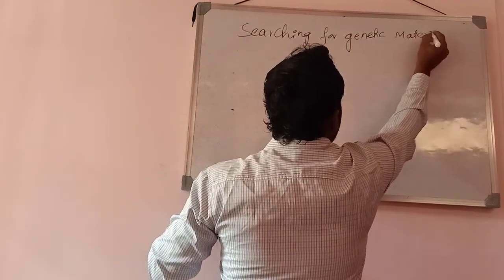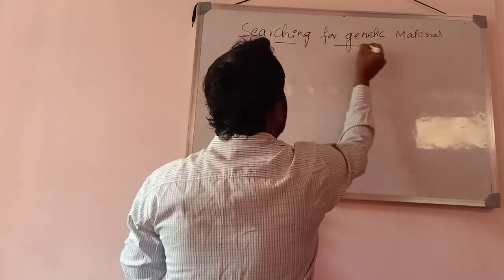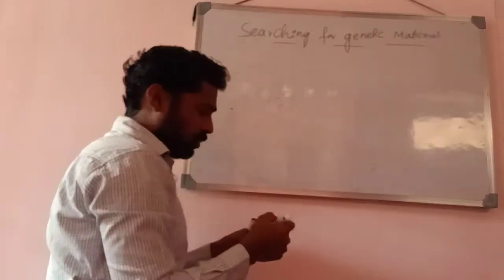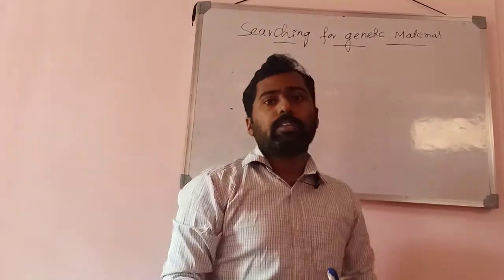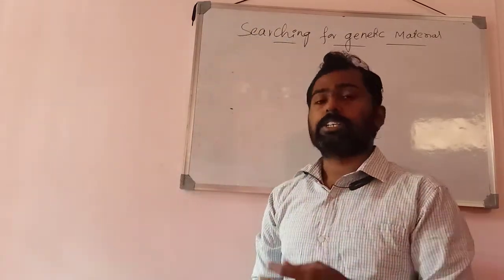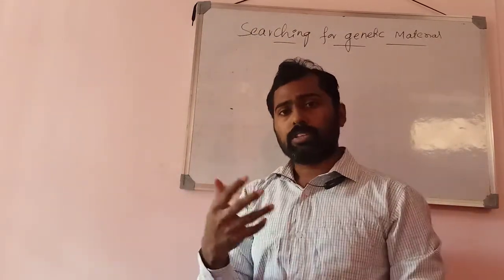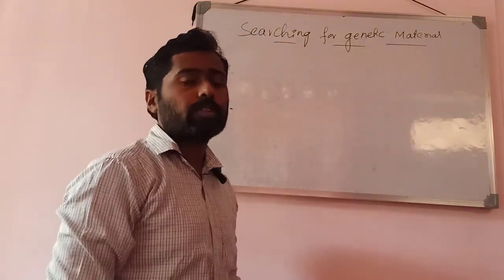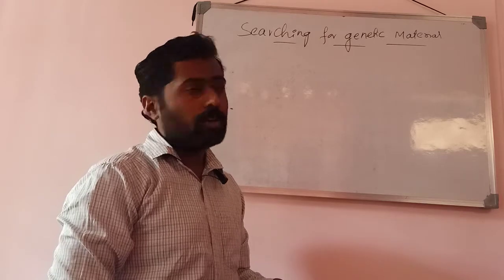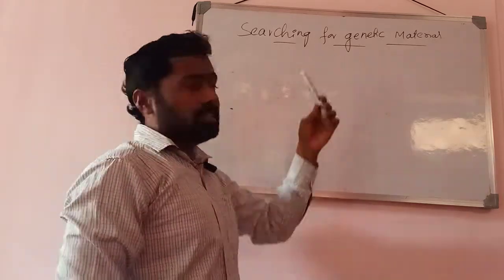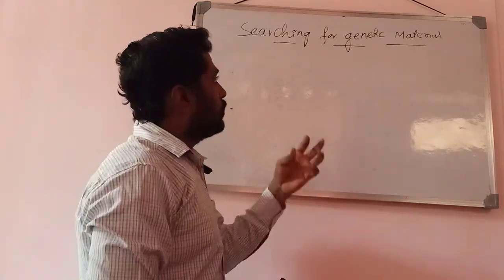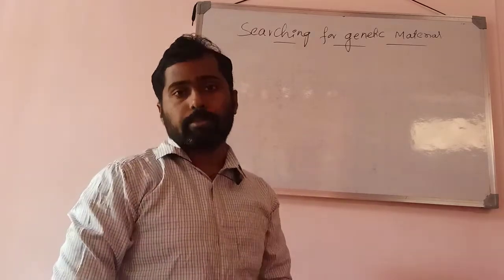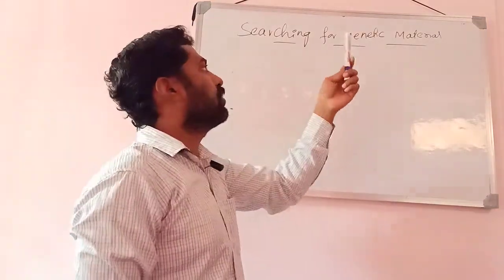How did DNA get identified, or searched, as a genetic material? You know what a genetic material is? That should regulate the character, isn't it? It should express as a character by producing proteins, through RNA, which will produce a protein, and thereby the character will be expressed. So that is considered a genetic material. But how was DNA identified as a genetic material? That is the concept of searching for genetic material.